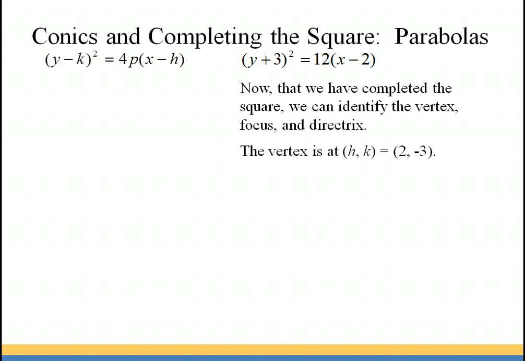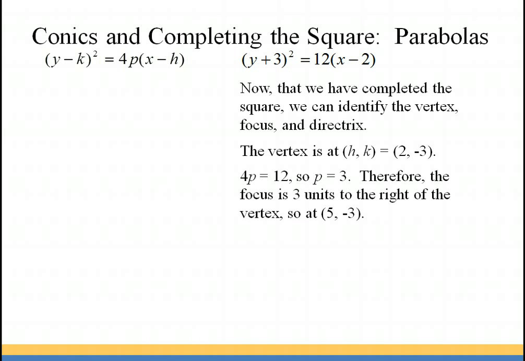So watch those double negatives on these problems. Alright, so the other thing that we want to do is figure out what our p-value is. So 4p is the coefficient of the non-squared term. In this case, our x is not squared. So we're going to take the coefficient of x, which is 12, and set it equal to 4 times p.